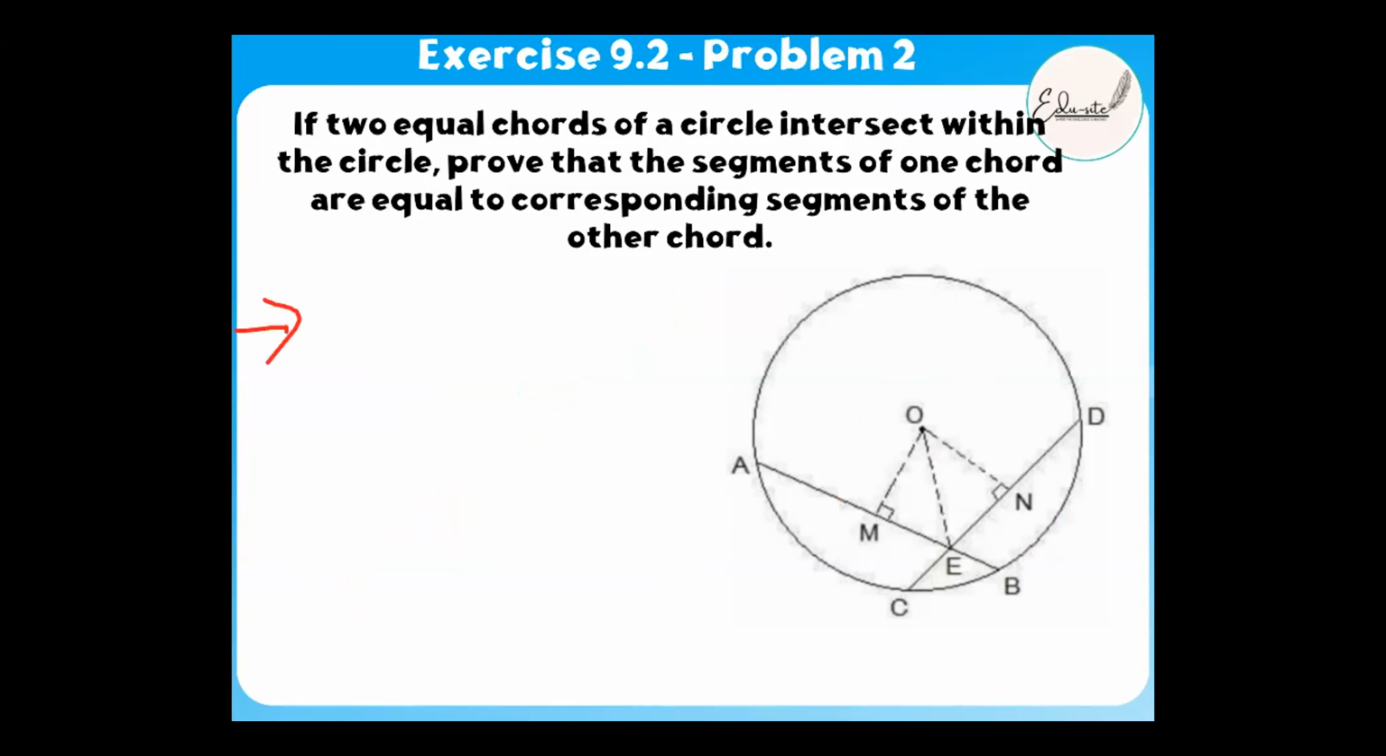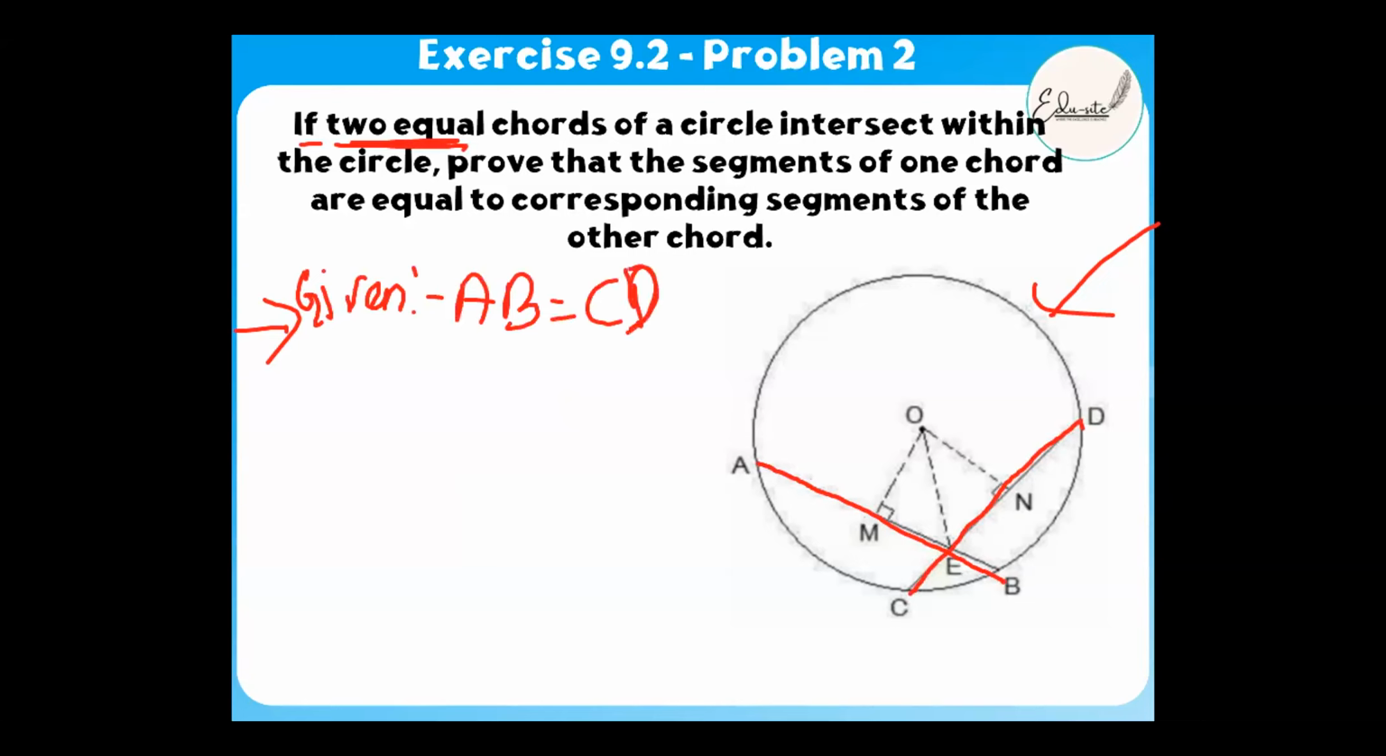So first, what are we doing here, beta? First, you're going to construct a circle. Then you're going to draw two chords. What is given? AB and CD, two chords are drawn. Then what they told is the two chords are equal. This is given. What is given, Laiba? Chords are equal, meaning AB is equal to CD. Correct. Next, the chords intersect within the circle. Fine. Prove that the segments of one chord are equal to the corresponding segments of the other chord.